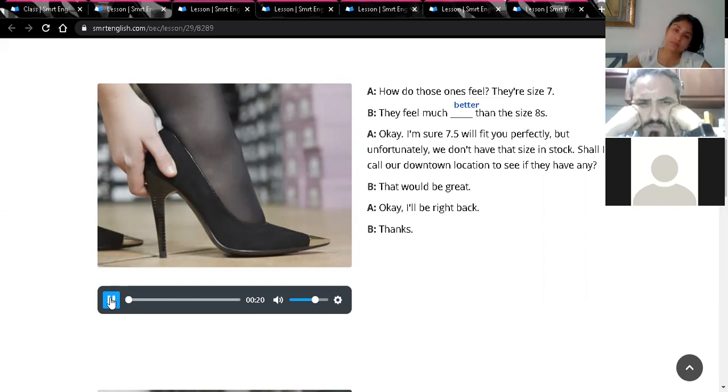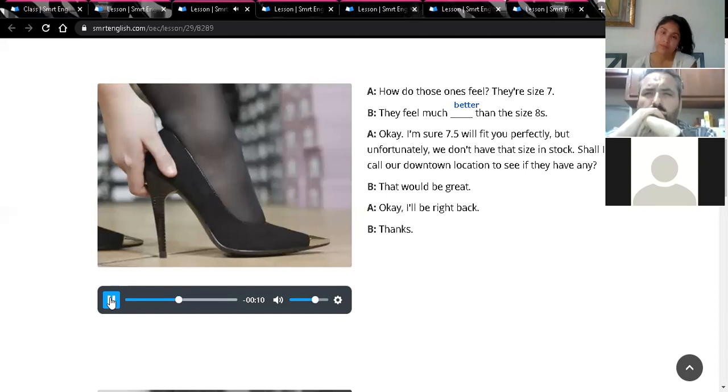How do those ones feel? They're size 7. They feel much smaller than the size 8s. Okay. I'm sure 7.5 will fit you perfectly, but unfortunately, we don't have that size in stock. Shall I call our downtown location to see if they have any? That would be great. Okay. I'll be right back. Thanks.